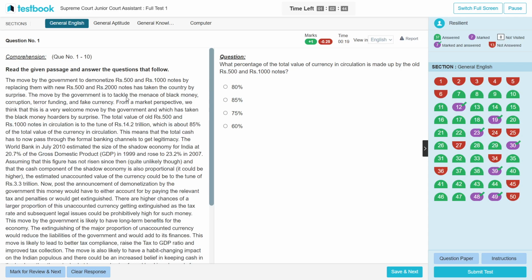The move by the government is to tackle the menace of black money, corruption, terror funding, and fake currency. From a market perspective, we think that this is a very welcome move by the government, which has taken black money holders by surprise. The total value of all 500 and 1000 rupee notes in circulation is to the tune of 14.2 trillion, which is about 85% of the total value of currency in circulation.